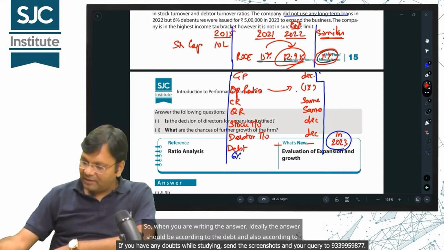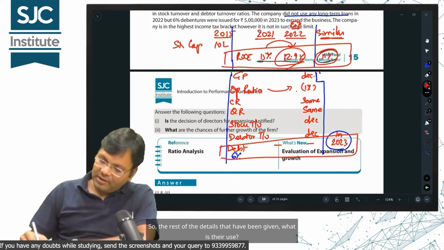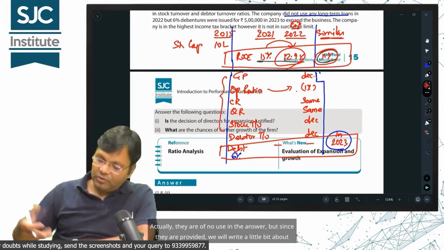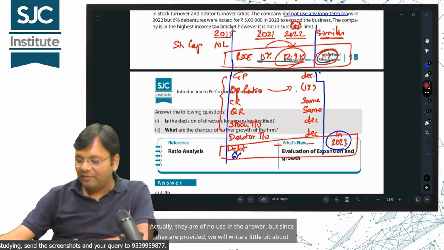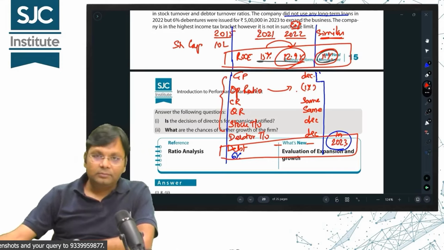So, when you are writing the answer, ideally the answer should be according to the debt and also according to the ROC. So, the rest of the details that have been given, what is their use? Actually, they are of no use in the answer, but since they are provided, we will write a little bit about each of them in the answer. So, how to present this, we will also show you along with it. First, have you understood the data, right? Just write it once as a rough working note in your notebook. Once that's done, copy it neatly into your notebook.